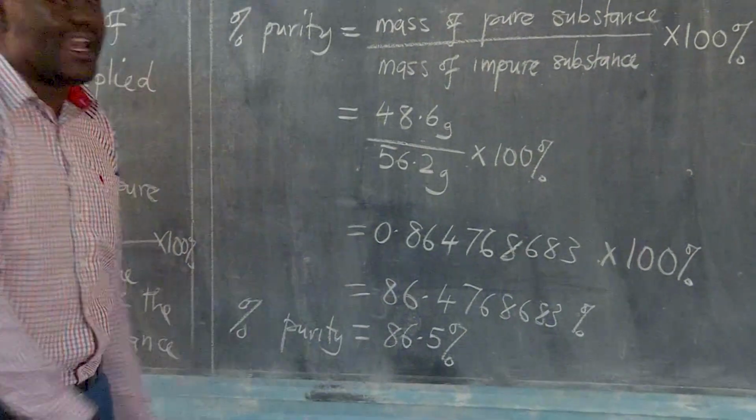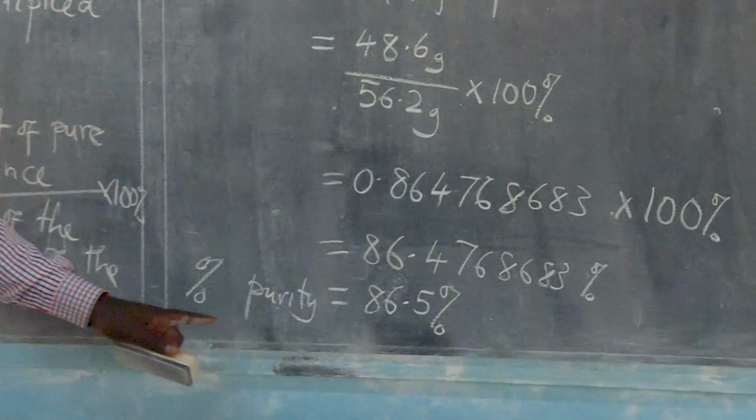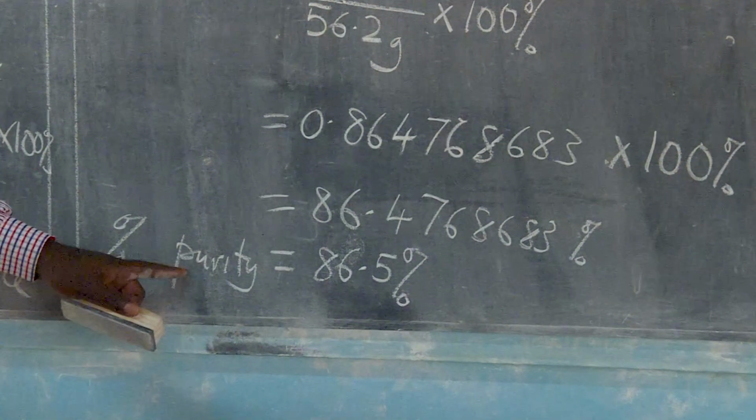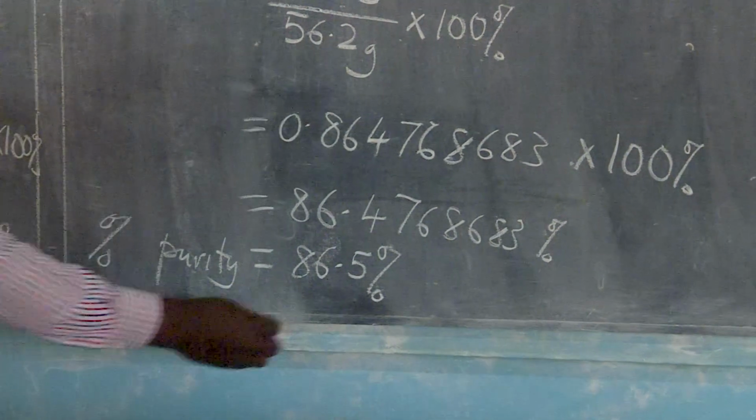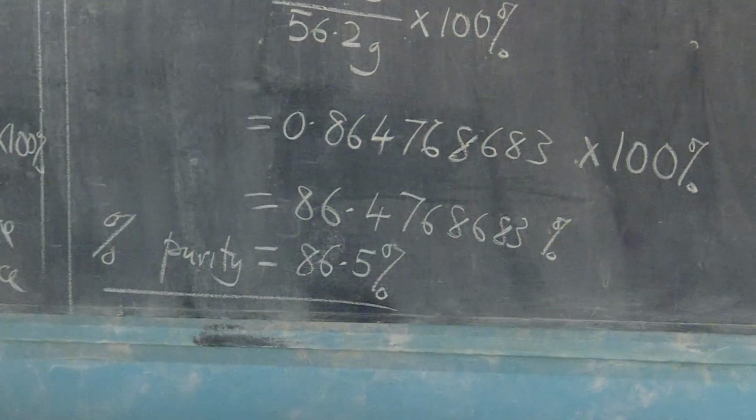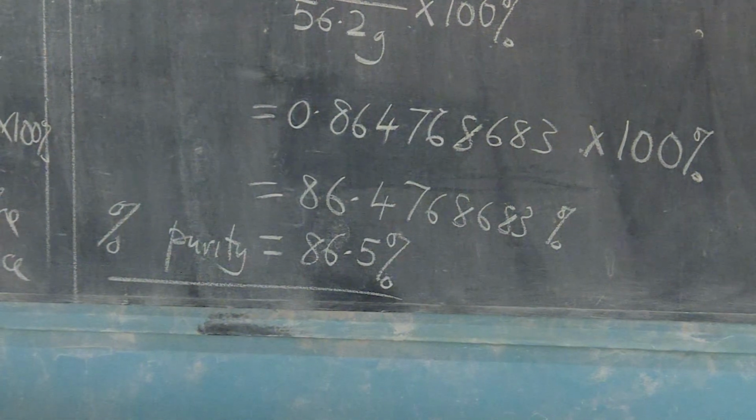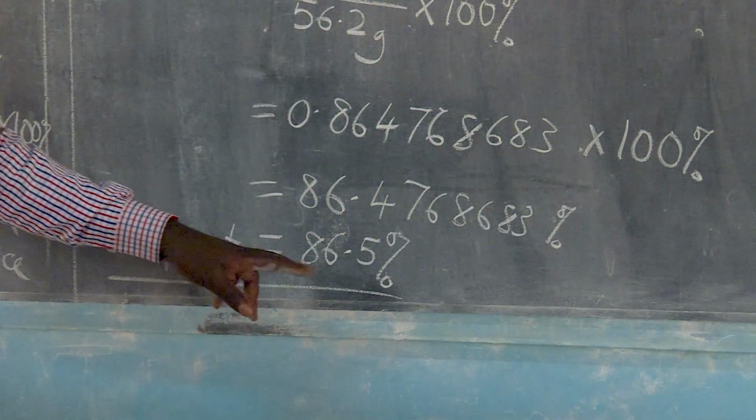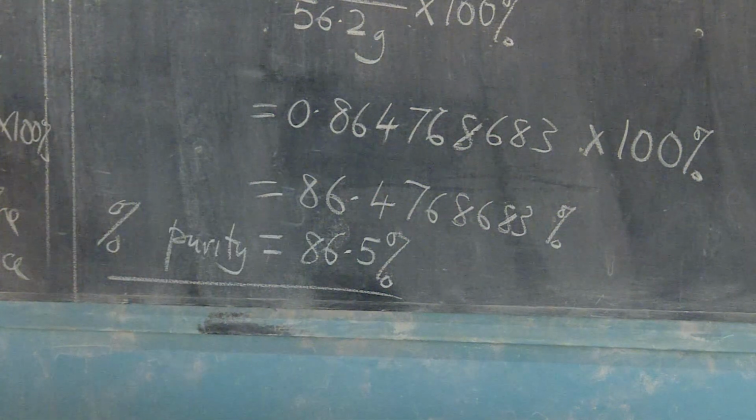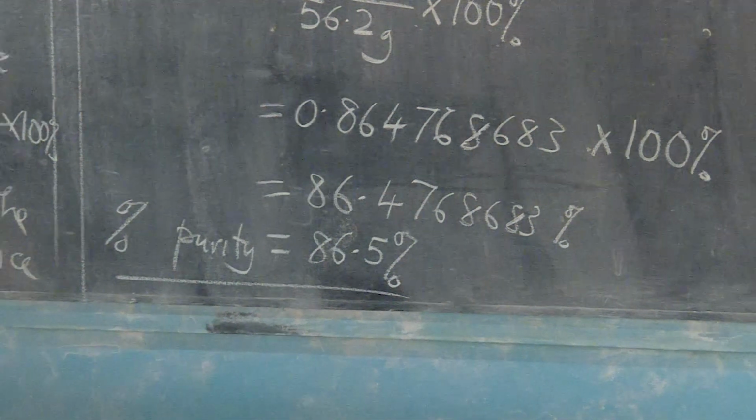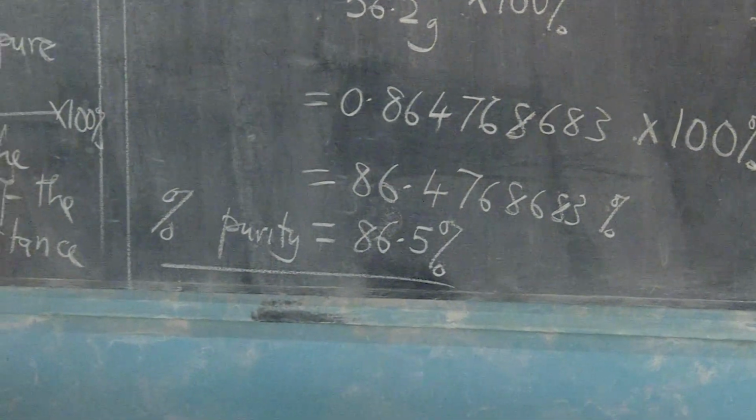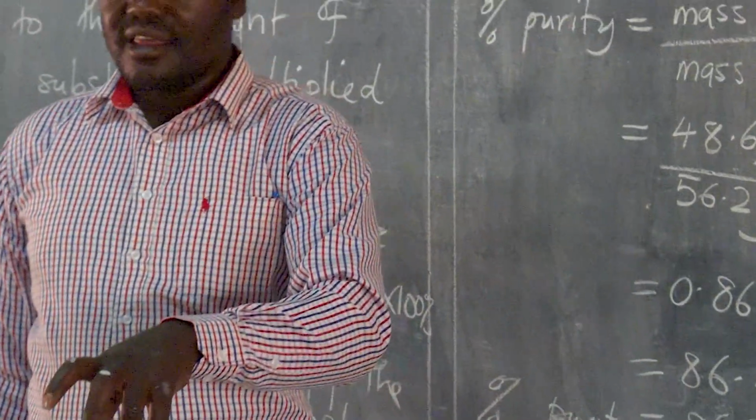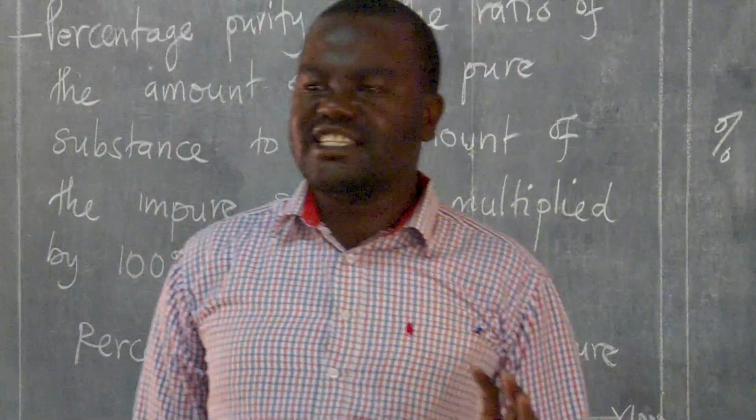Then at the end, when you are done working out, you show what you were calculating for. So in this case, we were calculating for the percentage purity. So this is actually the percentage purity of the egg which we had. So meaning about 14.5% of this egg we had was made up of what? Impurities. Are we together? Yes. Okay. So now this is based on this egg.